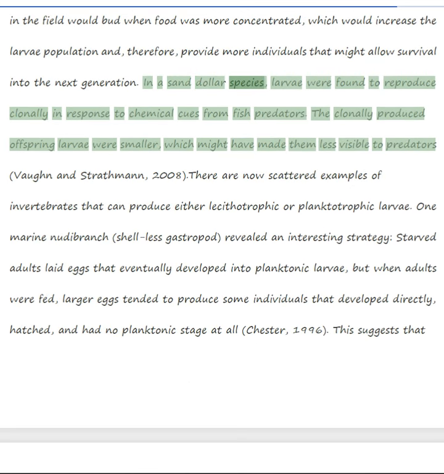In a sand dollar species, larvae were found to reproduce clonally in response to chemical cues from fish predators. The clonally produced offspring larvae were smaller, which might have made them less visible to predators.